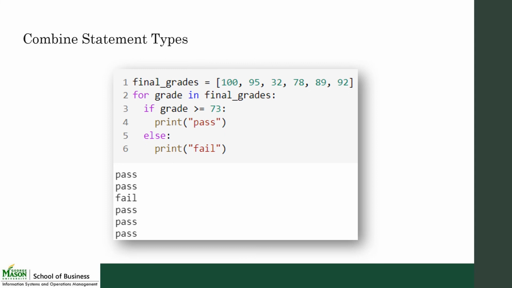Line 1 defines a list variable containing a sequence of grades. Line 2 is a for statement clause where the header is going to iterate on the final grades variable. Line 3 is the for statement body, also known as a suite, which contains the if statement. Each grade will be evaluated based on the condition in the if header. So if the grade is at least a 73, then the program will print the word pass, and if it isn't, then it will print the word fail.